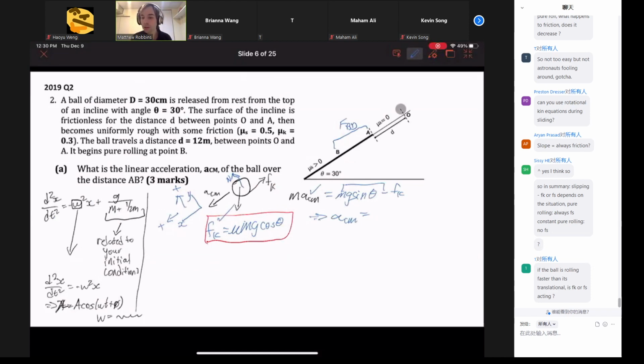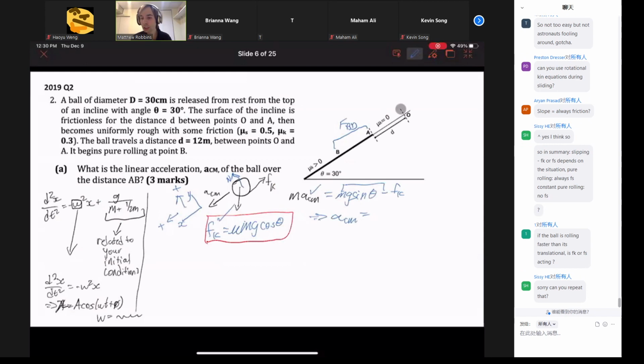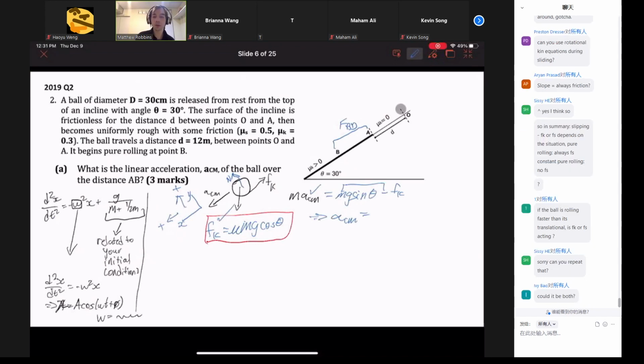If the ball is rolling faster than its translational motion, is it kinetic friction or static friction? I guess it would slightly depend upon how the ball is initially rolling. The reason I say that is in the motorbike problem, we treated everything as static friction, so in that case it would be purely static friction. But if we had something like this where the ball had some initial translational velocity and it started spinning and was spinning faster, but it was still sliding, then I would say it would be kinetic friction.